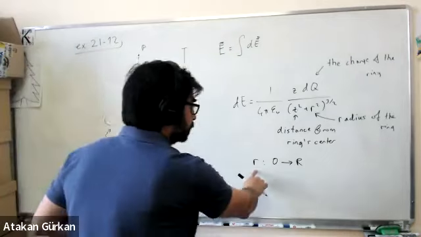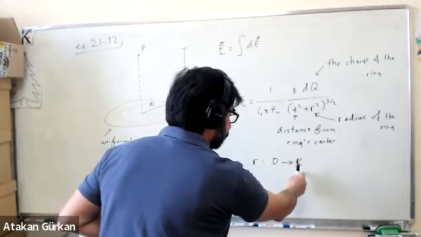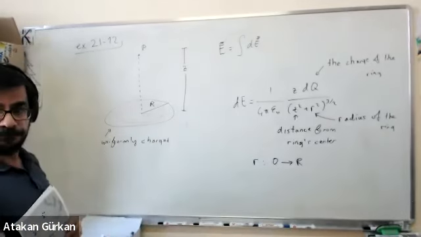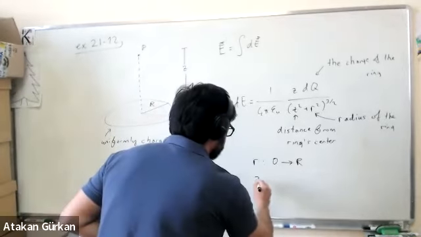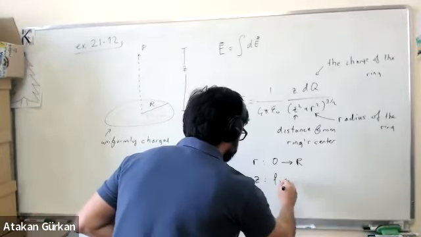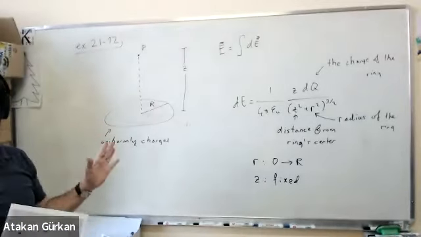So this is a variable. This is going to change. In fact, by changing this R from 0 to capital R, you'll be covering the whole disk. Right? This is how you're going to set up your integral, whereas the Z is fixed. Okay? It looks like a variable because we're using a coordinate name for this, but it's in fact fixed.